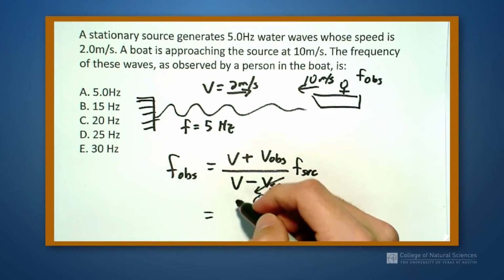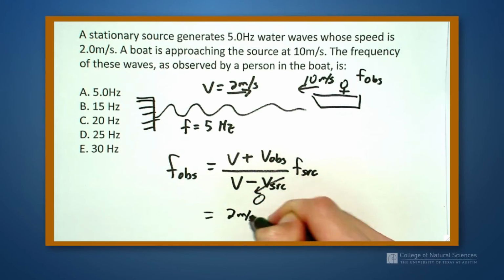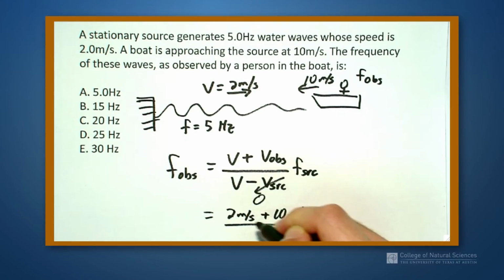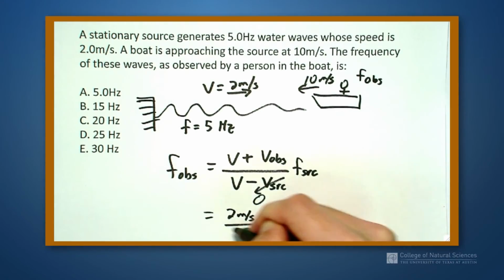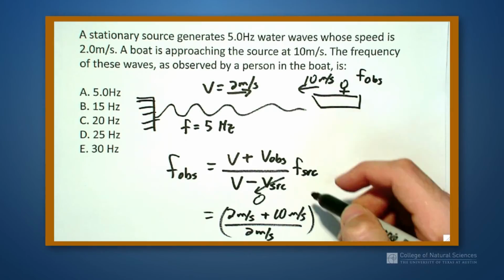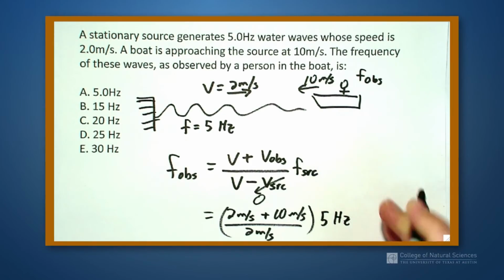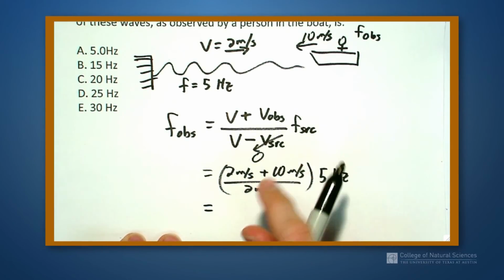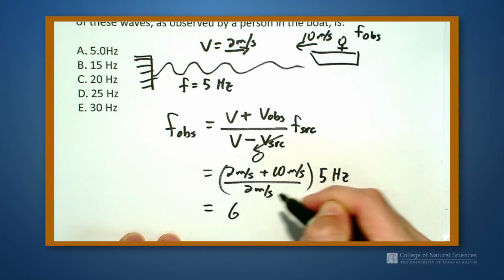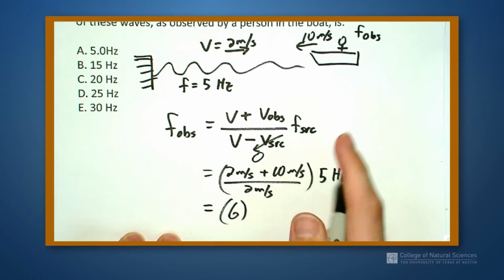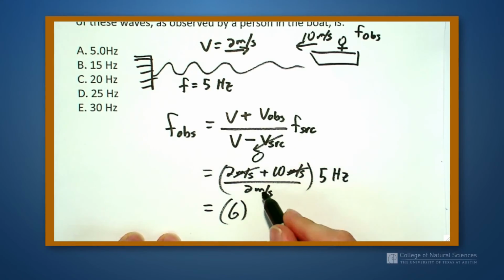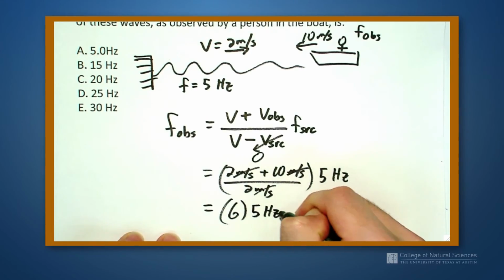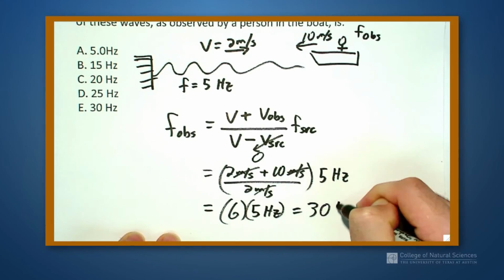So when I plug in the numbers here, I have 2 meters per second plus 10 meters per second, over 2 meters per second, all times the frequency of the source, which was 5 Hertz. Which means I'm going to see this as 12 divided by 2, which is 6. My units, meters per second on top, cancel meters per second on bottom. 6 times 5 Hertz will give me 30 Hertz.